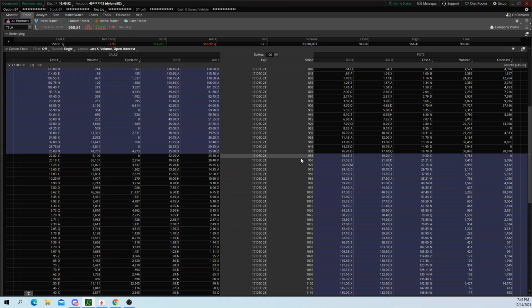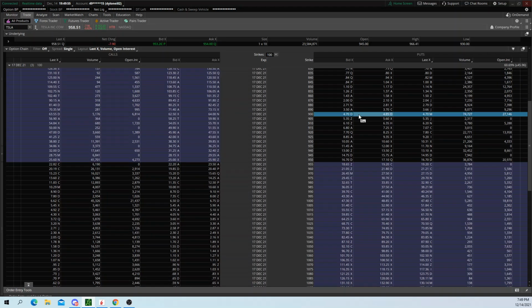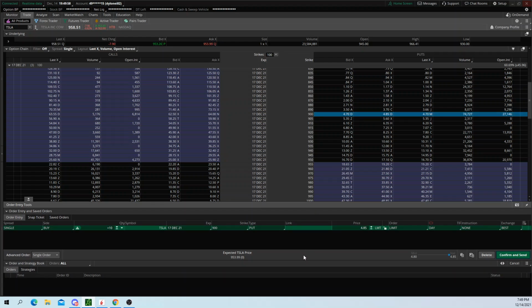Thinkorswim has this nice price tool that I used to use. I don't use it anymore because I could do it in my head, but this is a very good tool to use. Right here you'll see it says expected Tesla price. Essentially Thinkorswim has some type of advanced algorithm or calculation that it uses to predict the price of the underlying asset based on the price of the premiums for the specific strike price. So in this case, we're going to play the 900 puts.